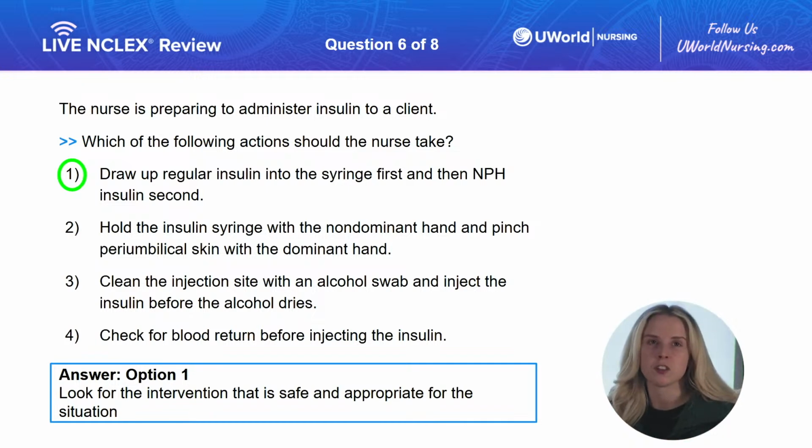The rest of the actions are incorrect. So 2, 3, and 4 were incorrect. Hold the insulin syringe with the non-dominant hand and pinch periumbilical skin with the dominant hand, as in option number 2.